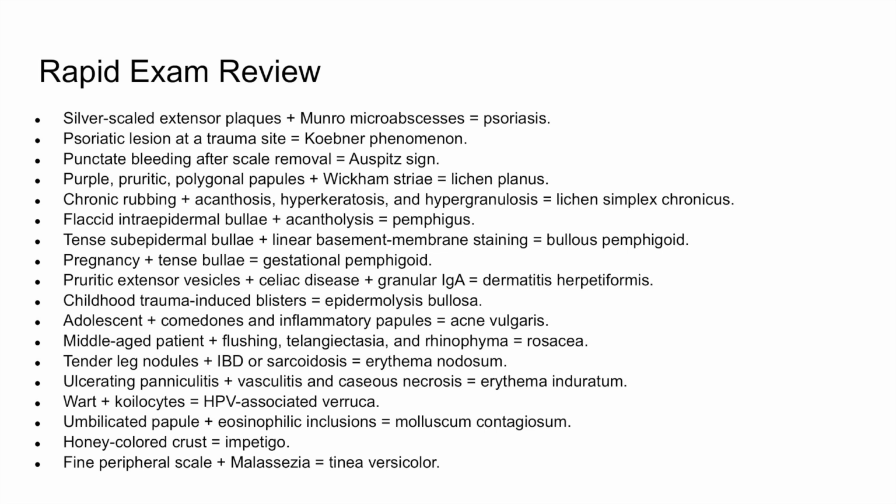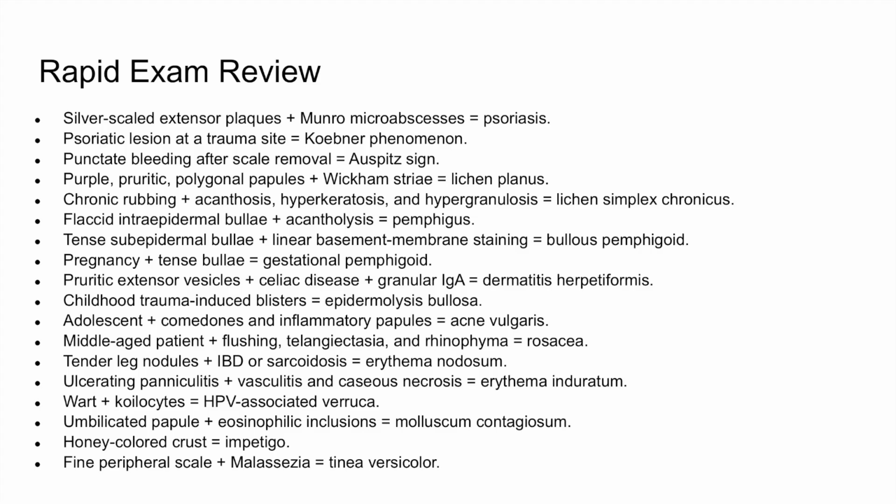So psoriasis produces that silver-scaled extensor plaque, Munro microabscesses, the Koebner phenomenon, and punctate bleeding with scale removal called Auspitz sign, right? Those are those pinprick bleeds. Then you have lichen planus, which causes purple pruritic polygonal papules with Wickham striae.